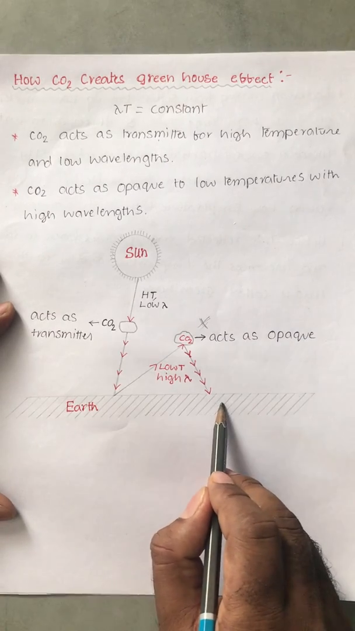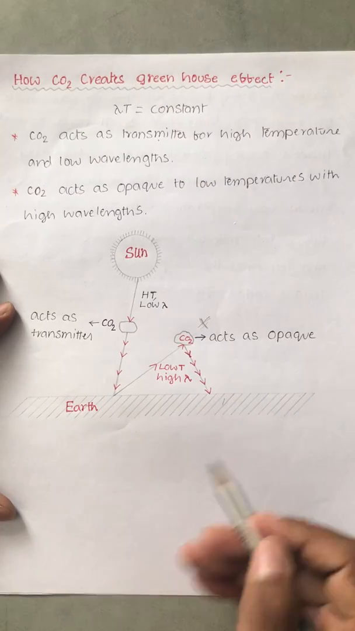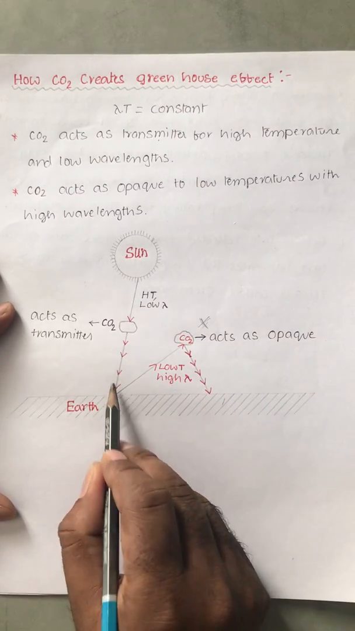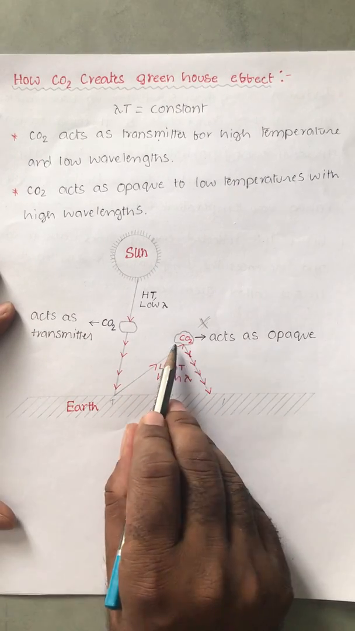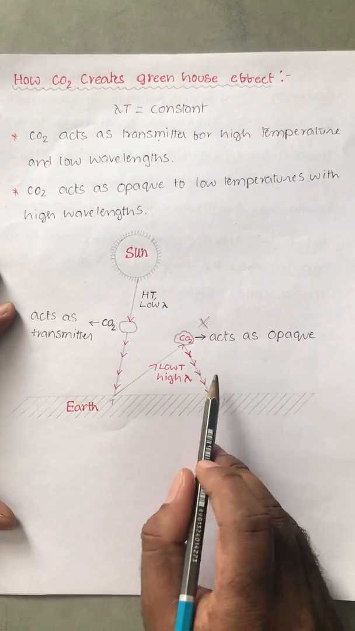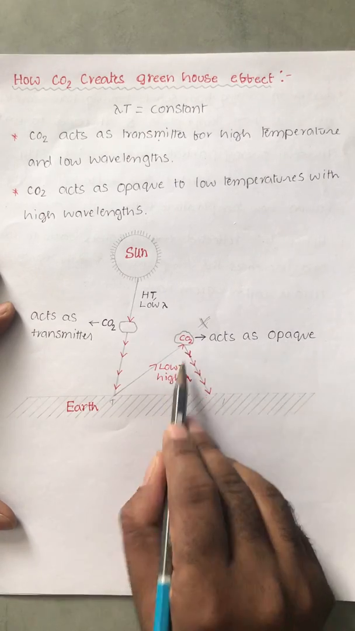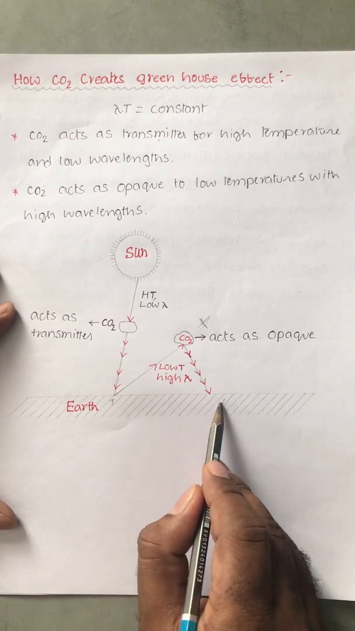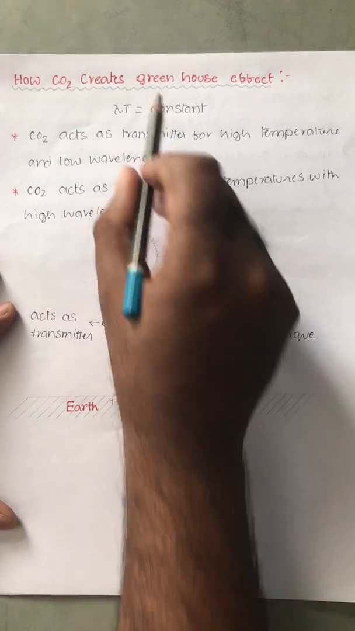So the temperature of the surface is increasing. The temperature is increasing because of the radiation, and it is reflected back, and this reflected radiation also comes back because of the presence of CO2, and CO2 acts as opaque for low temperature with high wavelength. So again it is coming back, so the temperature of the earth is going to increase, which causes the greenhouse effect.